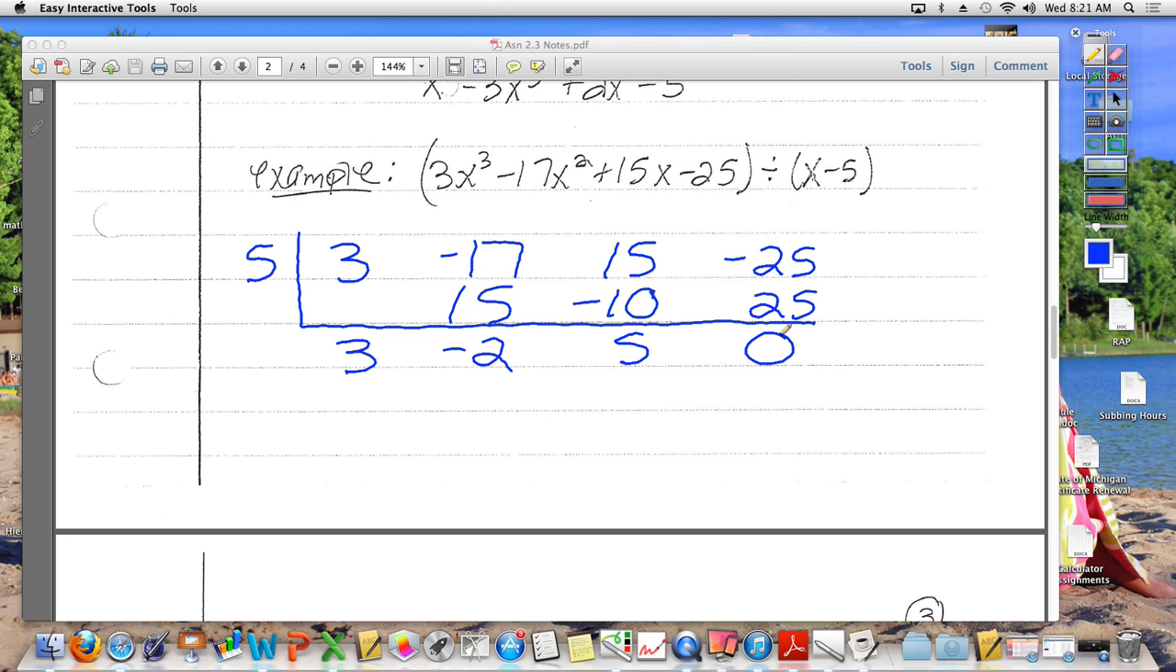And also you write your quotient as, we started with x cubed, which means we are ending with x squared. 3x squared minus 2x plus 5. That is your quotient. Nice, huh? Yes, very easy. Three points on the test. Okay, let's go on.